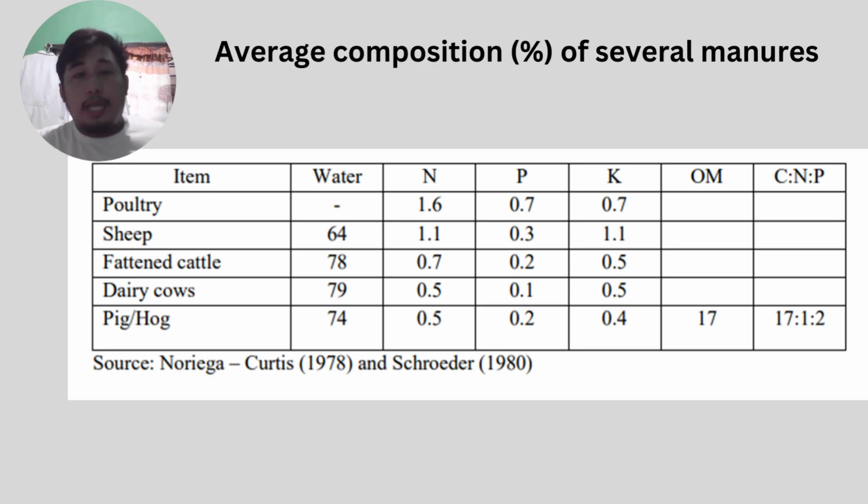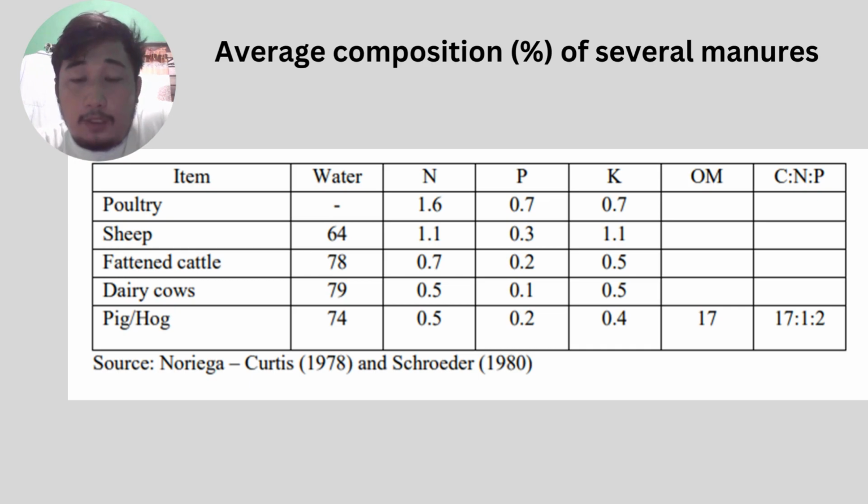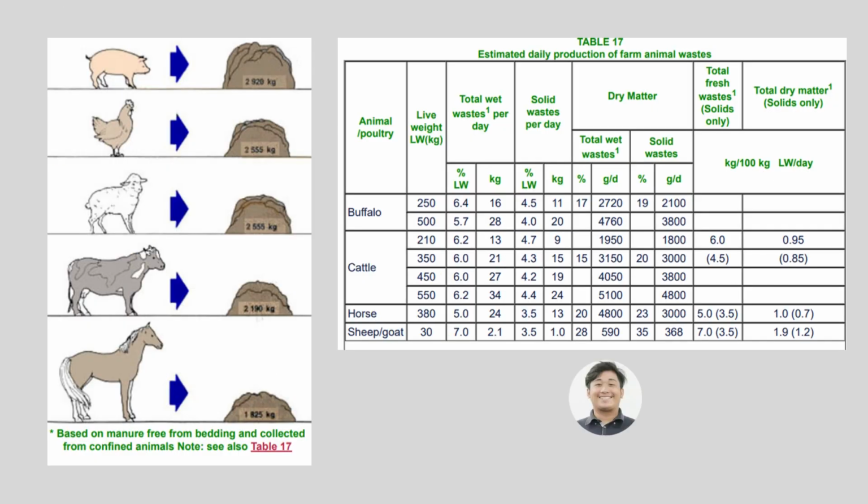So here is the average composition of several manures. We have the manures of poultry, sheep, fattened cattle, dairy cows, and pigs or hogs. Here we can observe the water content and the nitrogen content, the phosphate, then the potassium. Here is a table of the estimated daily production of farm animal waste.